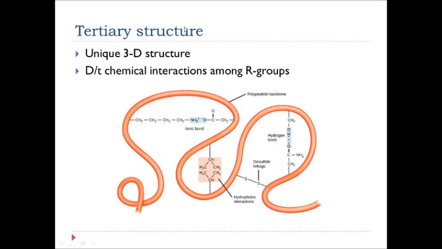The tertiary structure is the unique 3D structure of the protein. This is due to chemical interactions among R groups of the amino acids, either repelling each other or attracting each other to form these unique twists and turns of the protein.